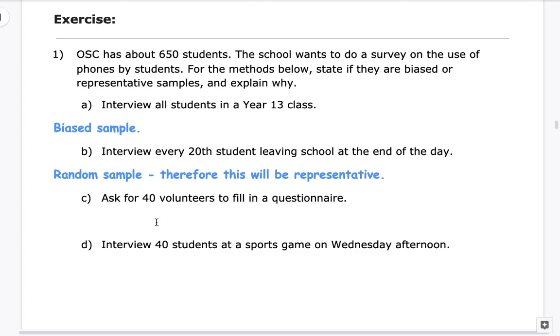40 volunteers. So people who volunteer, are they going to be different in some way? Is the probability that they're chosen versus others, is that the same? And in this case, it's not. This will be a biased sample. Okay, our volunteers may think or be different in some way.